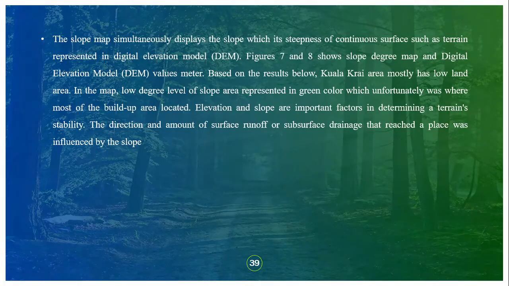The slope map displays the slope, which is the steepness of a continuous surface, such as terrain, represented in a digital elevation model (DEM). Figures 7 and 8 show the slope degree map and digital elevation model values in meters. Based on the result below, Kuala Krai mostly has low land area. In the map, low degree slope area is represented in green color, which unfortunately was where most of the built-up area is located. Elevation and slope are important factors in determining terrain stability. The direction and amount of surface runoff or subsurface drainage that reaches a place was influenced by the slope.